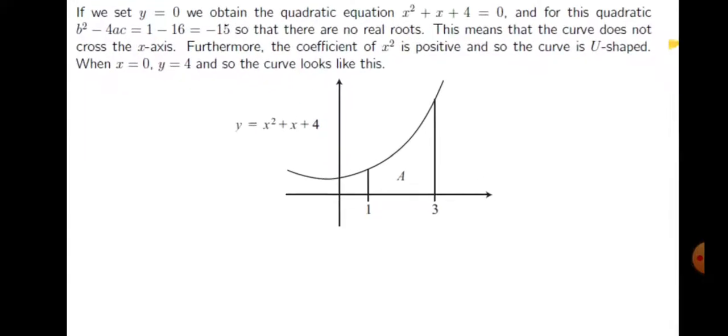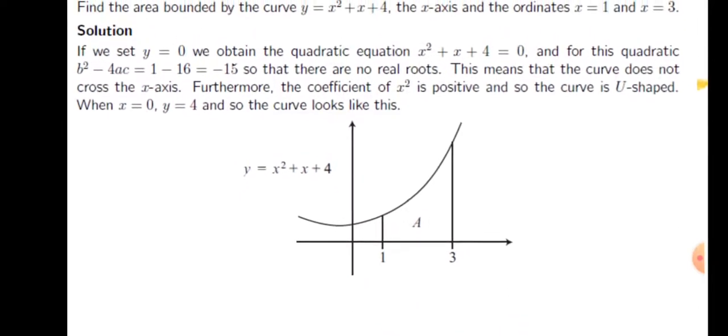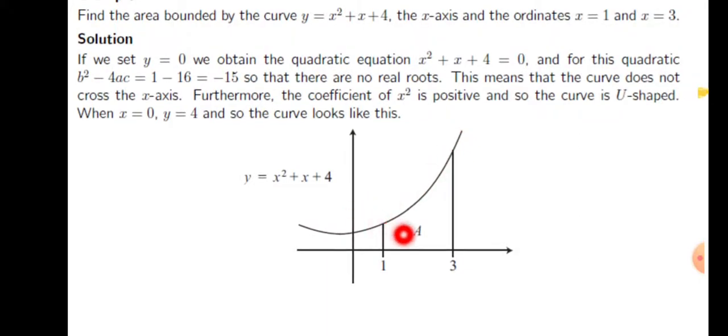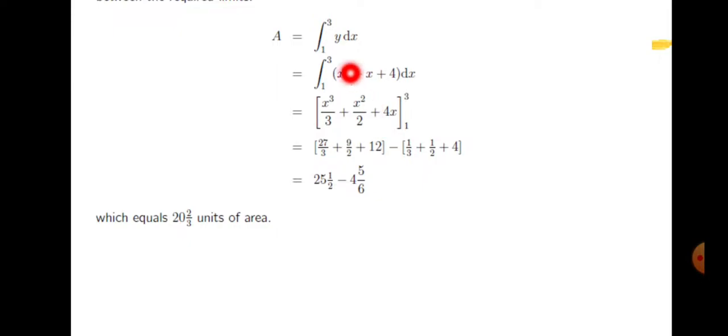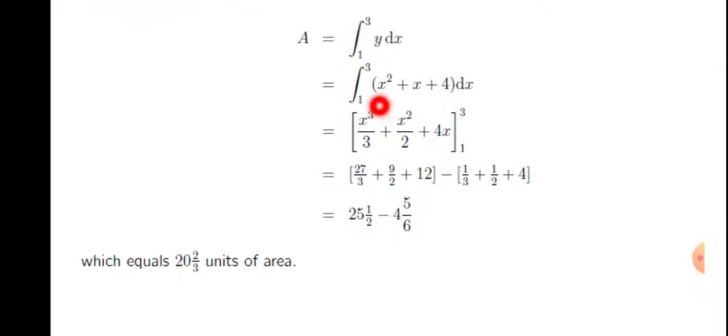Another example. Here we have a function y equals x squared plus x plus 4, and you have to find the area under this curve from x equals 1 to x equals 3. This is the graph of the function, and you have to calculate the area under the curve from x equals 1 to x equals 3. So the area under the curve is the integration of the given function from 1 to 3. y, which is x squared plus x plus 4. This is the given function from 1 to 3.